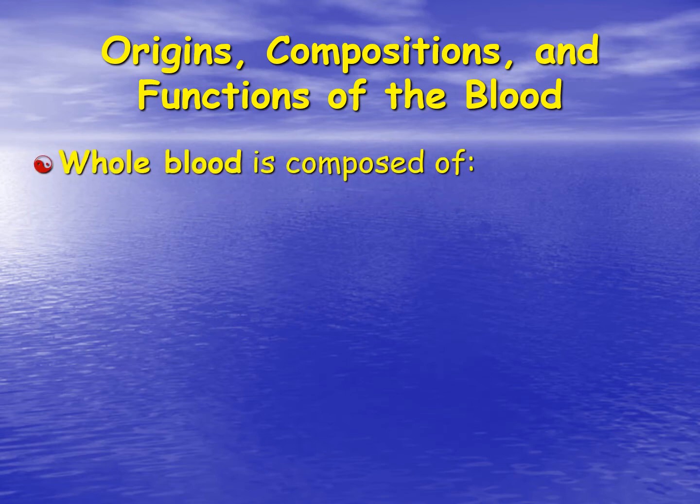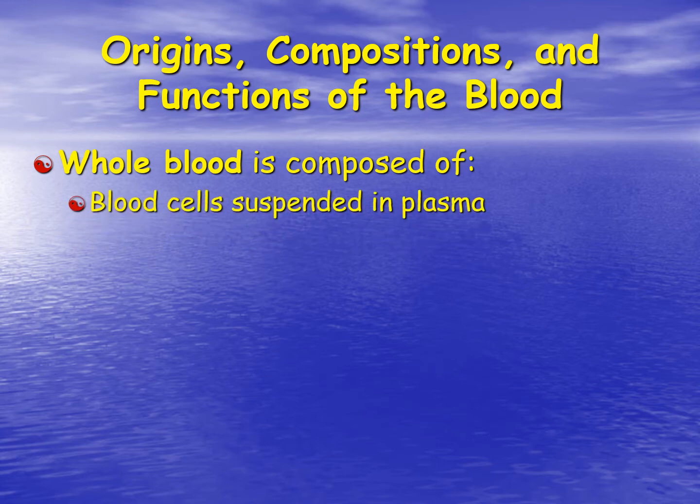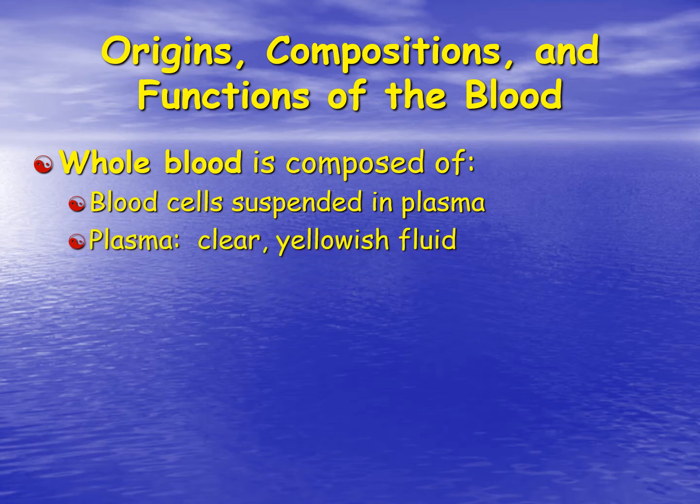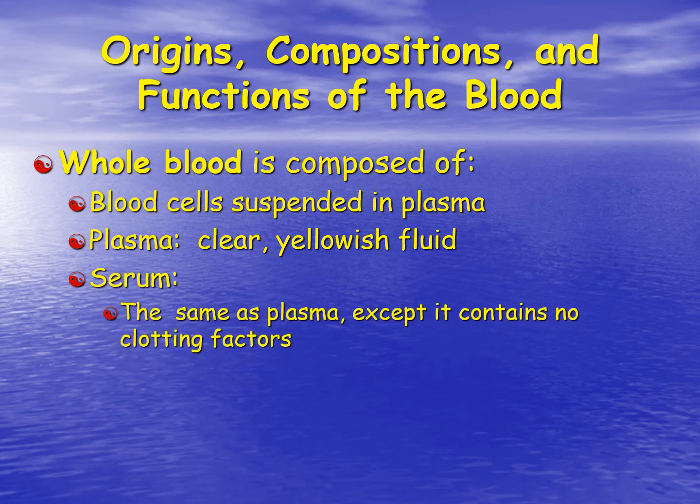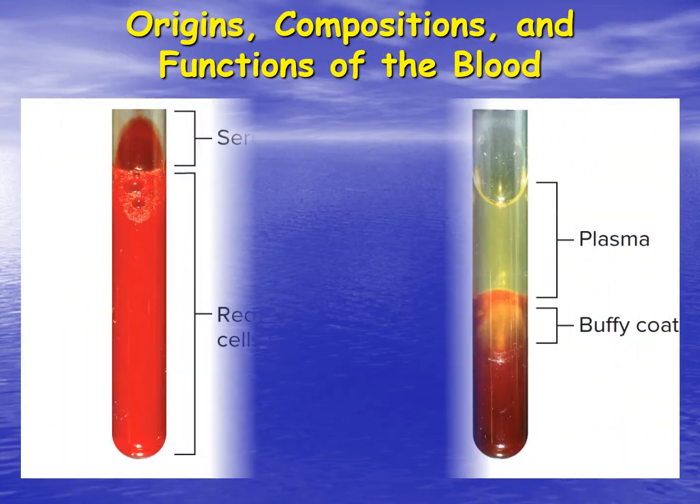Now, how does the blood function in the immune system? Well, just a quick review. Whole blood is composed of the blood cells suspended in the plasma, which is that clear yellowish fluid primarily made up of water. Serum is simply plasma, except that the clotting factors have been removed. So with blood that has clotted, the clear portion will be serum. And oftentimes serum is used in immune testing and therapy.